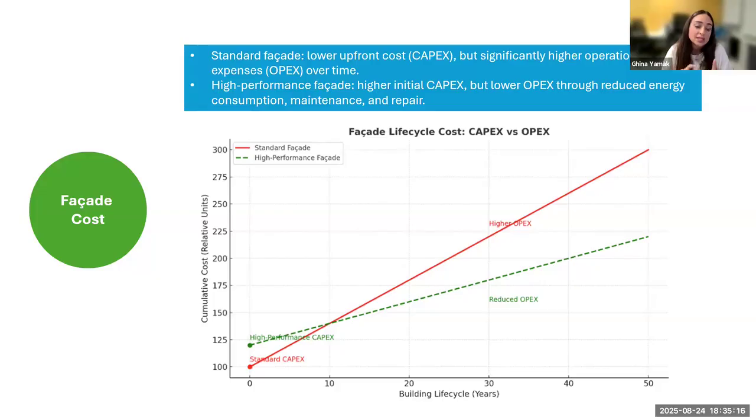consideration, we can see from the graph that the high performance facade can cost more at the beginning, but its operational cost will be way less than a standard designed facade. The standard design facade will cost us less at the beginning, but its operational cost will be huge by the end. And this is where the balance is.